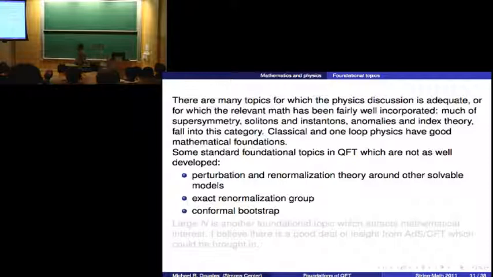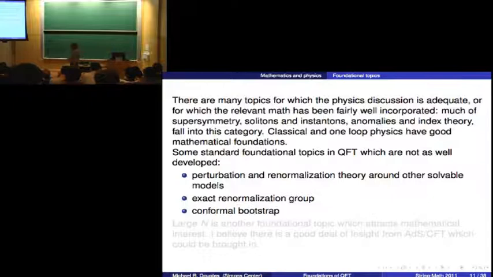It deserves to be developed. I don't think a very good job was done yet. Exact renormalization group is another of these. The conformal bootstrap, again, I'll talk more about it. Very good in two dimensions, c less than one, not terribly well developed in higher dimensions, and there's a few other cases, but again, this is something foundational which we ought to understand better.